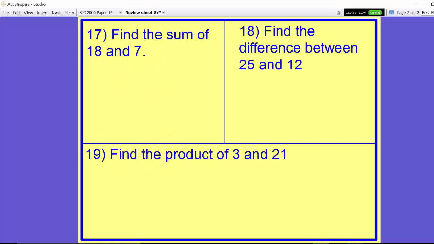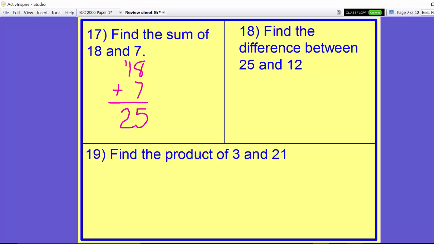Find the sum of 18 and 7. Sum means addition. So we're going to add 18 plus 7. 8 and 7 is 15. So we're going to bring down the 5, carry the 1. 1 plus 1 is 2, 25. Number 18.